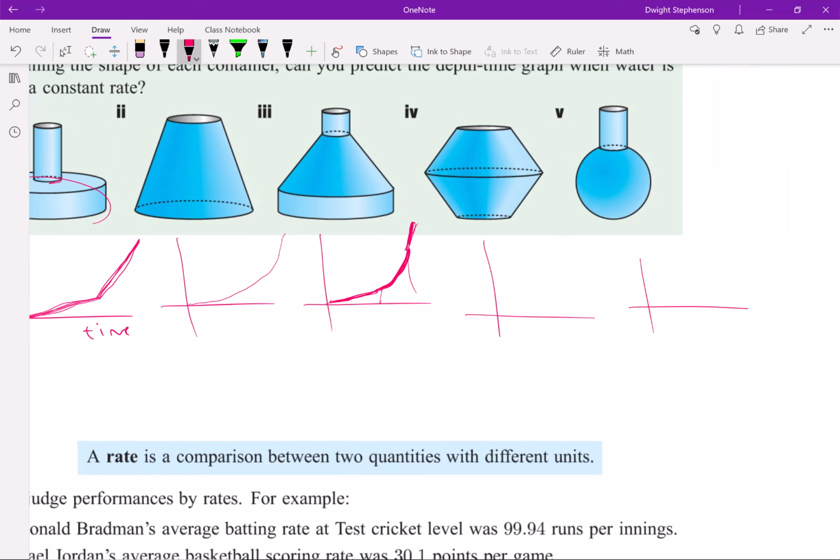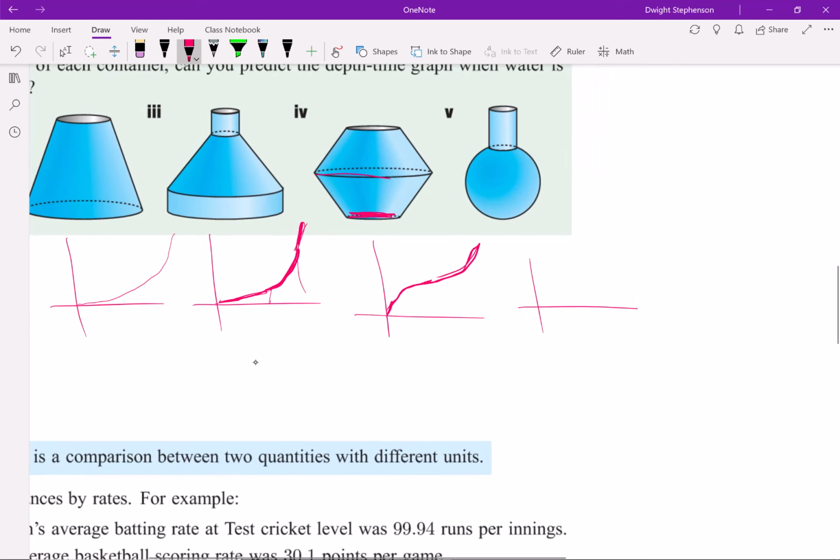This one you'd start out fast because the cross-sectional area is small, and then you'd get kind of slow because it gets real big, and then you would gradually start going fast again. So you might have a curve that looks something like this for that height.